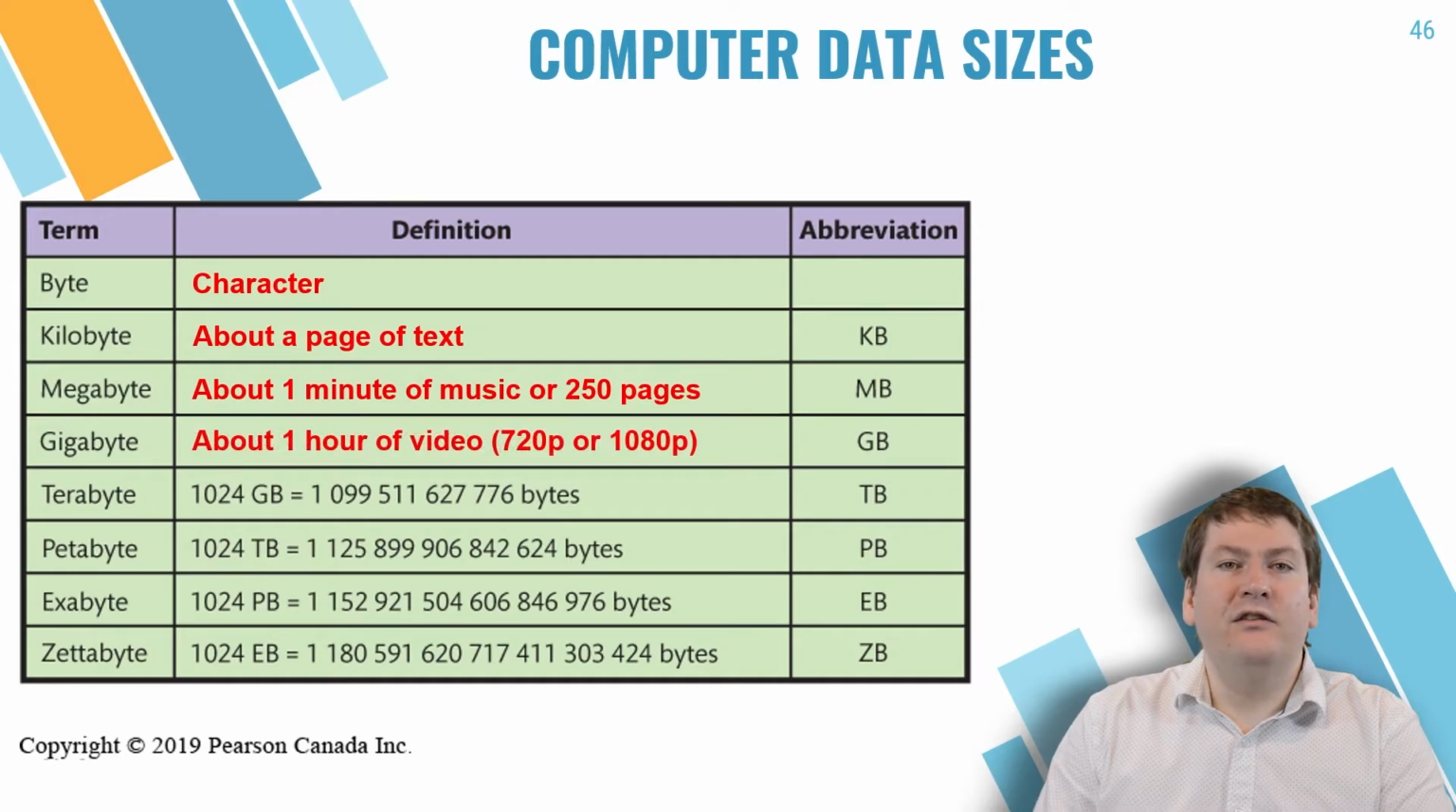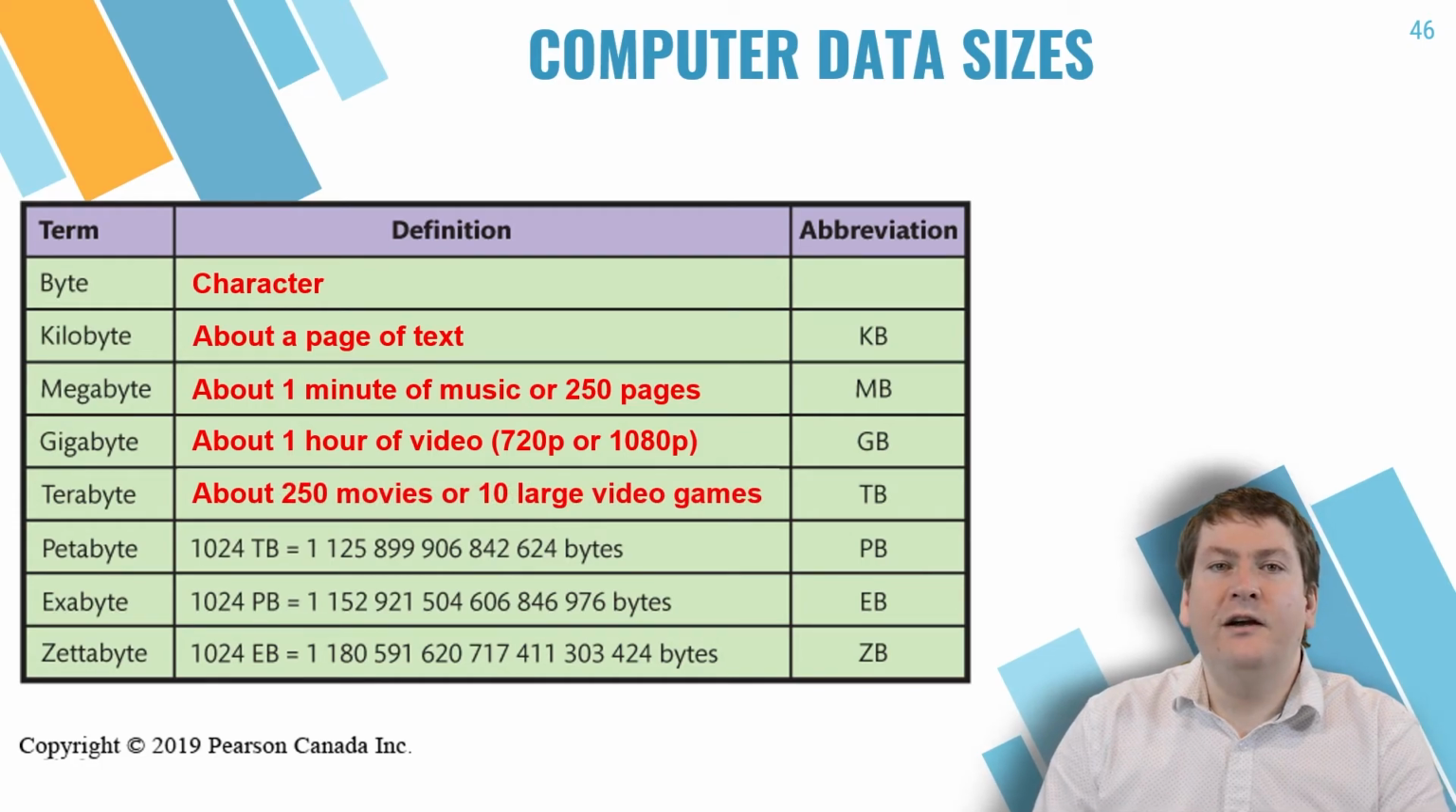A gigabyte can store just over an hour of HD video in 720p, or just under an hour in 1080p. Those would be the resolutions of the video. And those would both be different HD formats, but not quite the newest 4K format. A terabyte can hold about 250 HD movies, depending on the resolution and quality, or about 10 of the largest PC games out there right now.